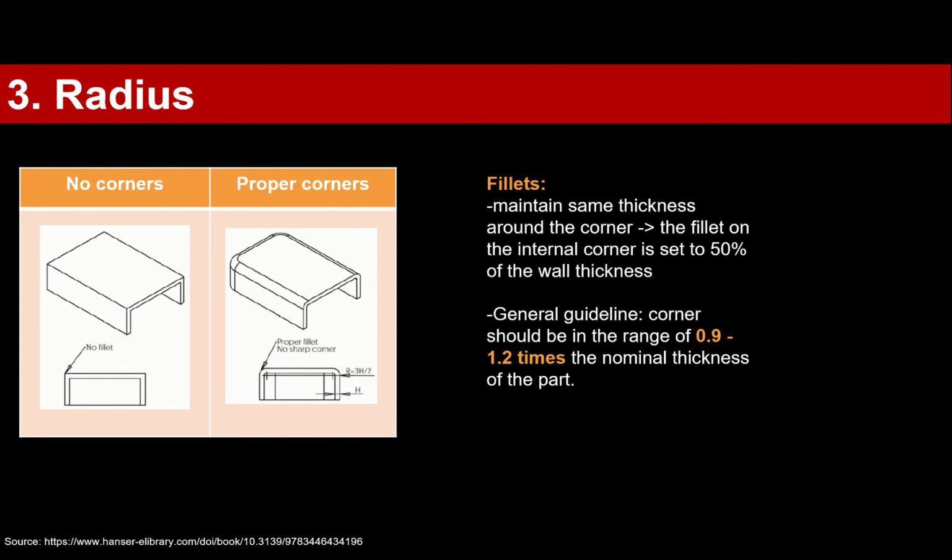So in general, the fillets should maintain the same thickness around the corner. The fillet on the internal corner is set to 50% of the wall thickness, or as a general guideline, the corner should be in the range of 0.9 to 1.2 times the nominal thickness of the part.